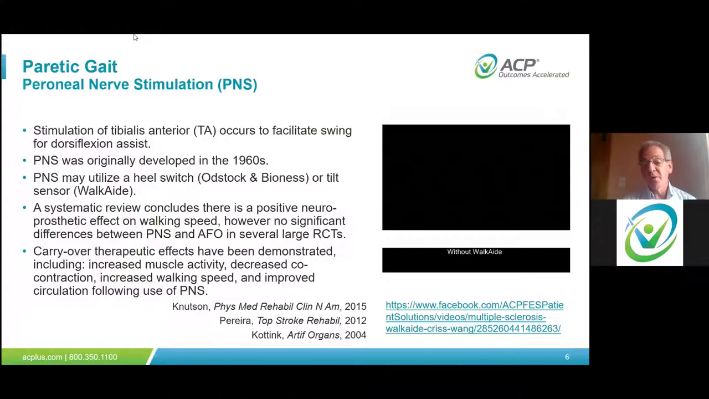The problem with the AFO is passive, which means that in terms of being able to facilitate improved motor control or increased strength, it really doesn't offer that as an option. Whereas the use of peripheral nerve stimulation certainly does have the potential to improve strength or coordination or timing, which becomes a critical factor for actual rehabilitation.